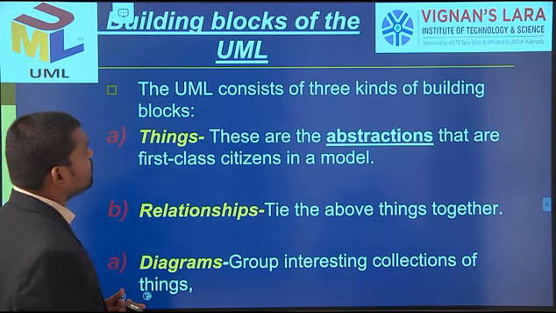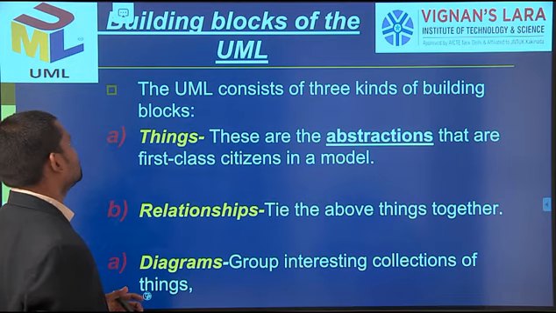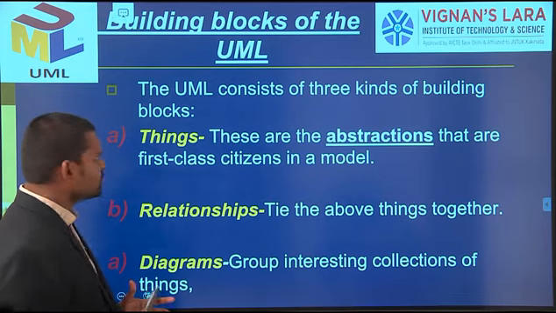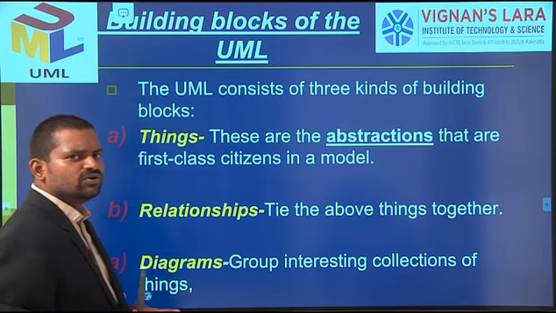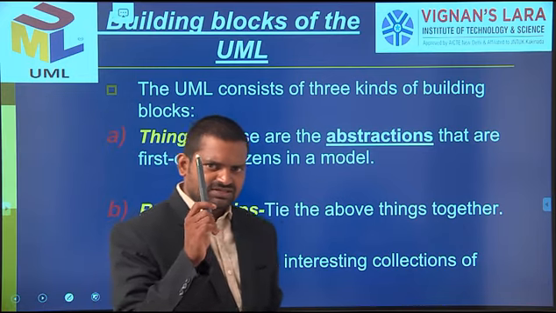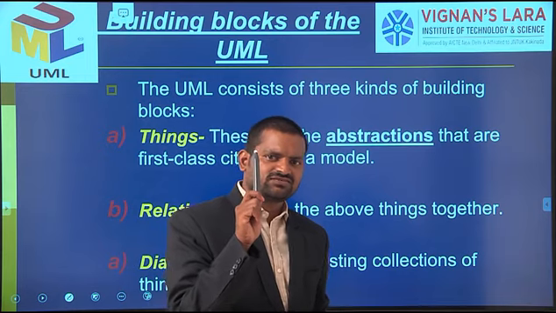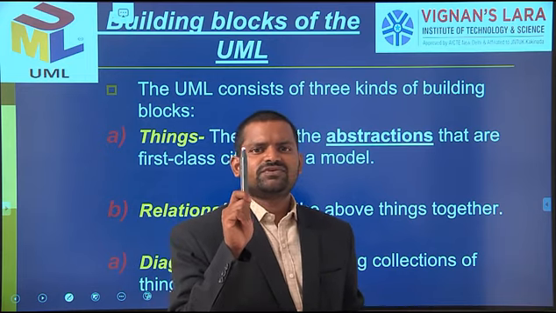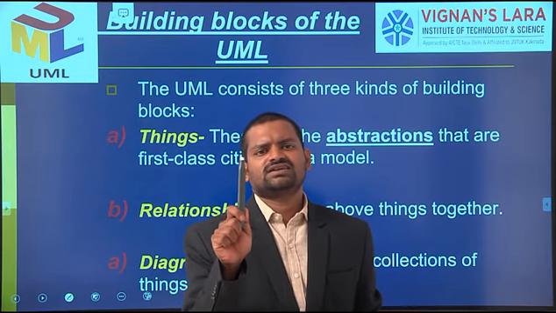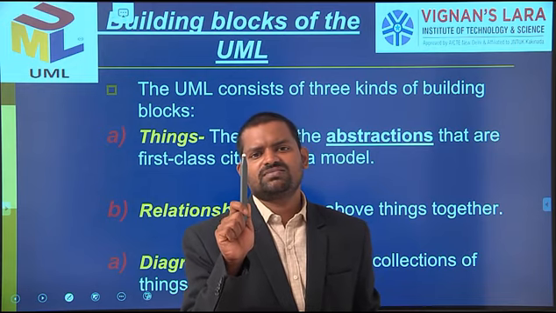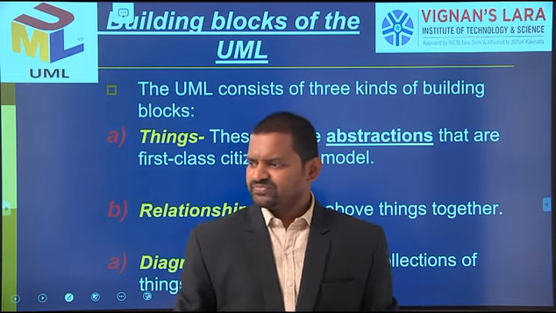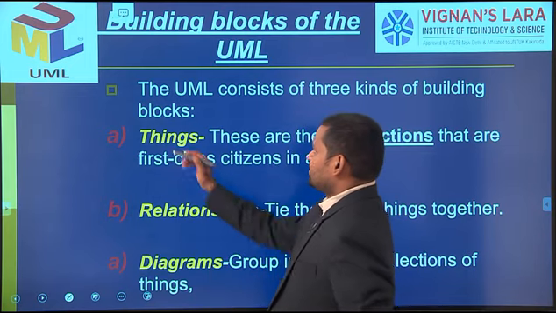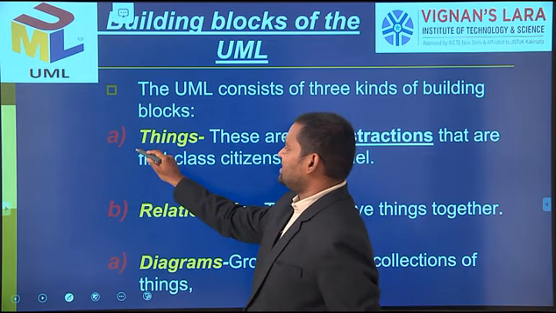Building blocks of UML. What are the building blocks of UML? The UML consists of three kinds of building blocks. We must know these three kinds of building blocks. If we completely know these three kinds of building blocks, we will have completed the object-oriented analysis and design course.